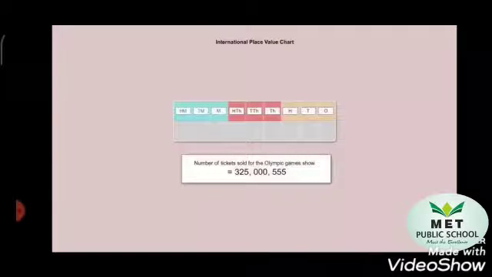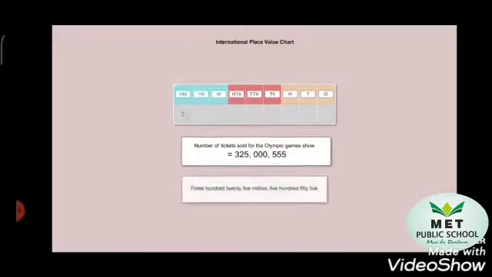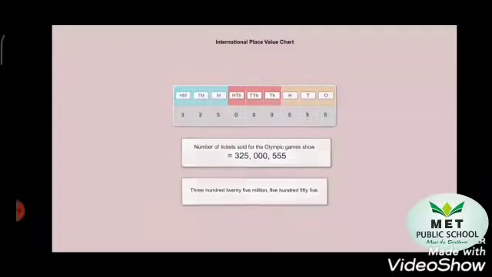Let us see one more example. Number of tickets sold for the Olympic game show. Let us place the number in the chart and it is read as 325,555,000. Here the middle period is skipped because it has 0.